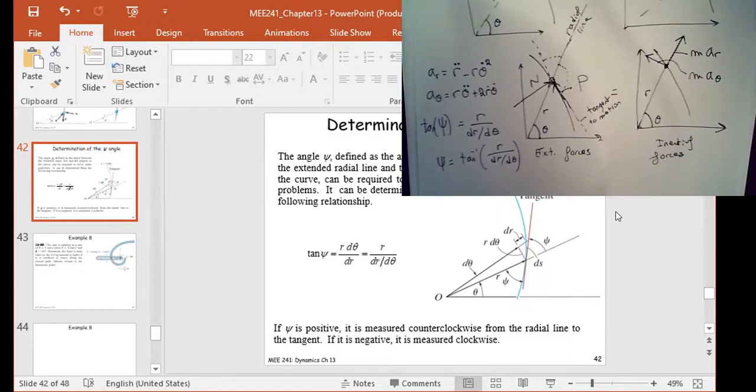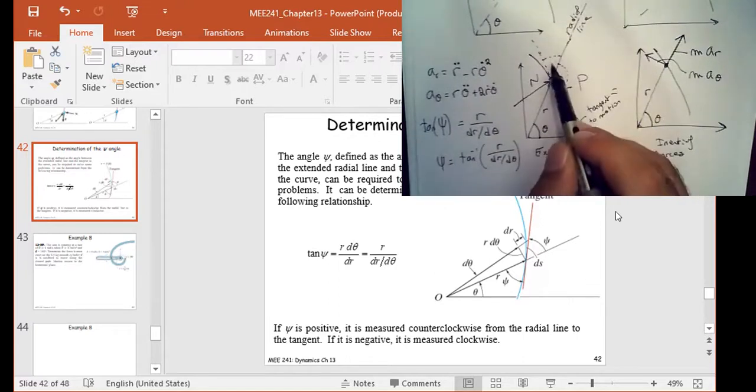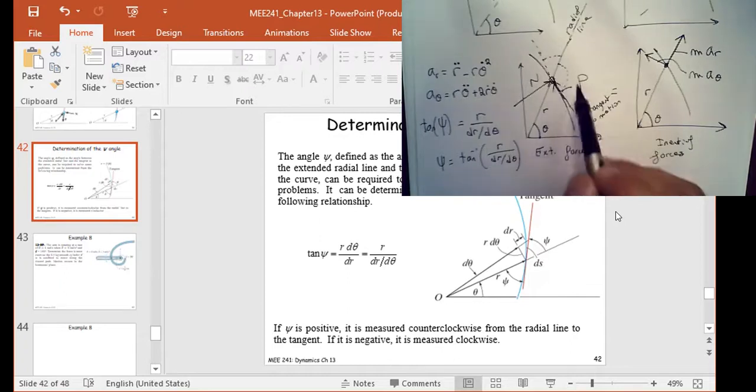You solve for phi: the inverse tangent of r over dr/dθ. Now we're going to do an example on that, but this is what I want you to know. Once you find phi, let's say phi was the larger one, then you put it here, and now you can relate all of these.